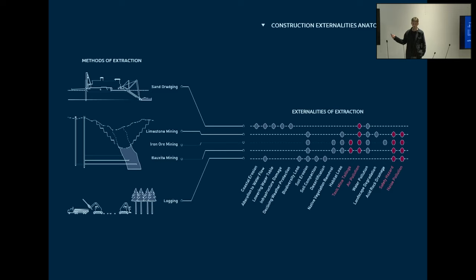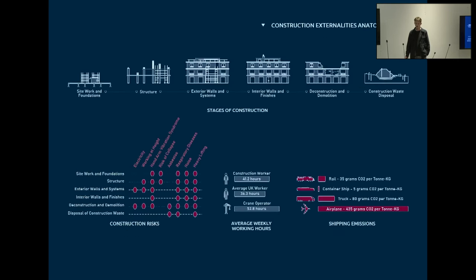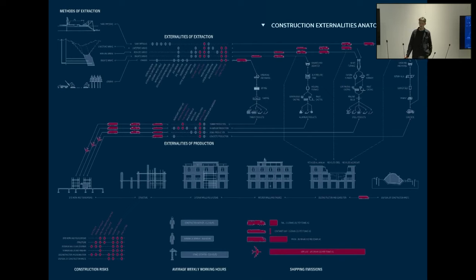In this diagram, the pink externalities are those that directly affect the workers responsible for the extraction of these raw materials. The production stage is extremely energy intensive as well and harmful to workers and their local environments. And during construction, workers are exposed to safety hazards, pollution, and longer than average working hours. The construction industry was responsible for 39% of CO2 emissions in 2018, according to the IEA. Diagramming these construction externalities helps us to better understand all of its effects and underscores the importance of reducing raw material usage.